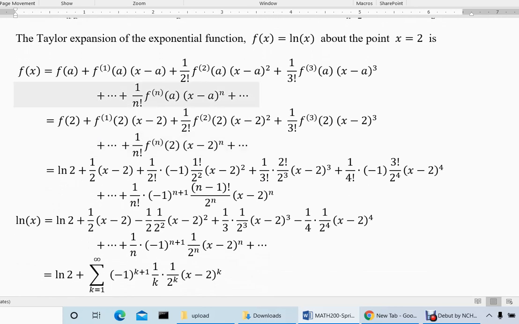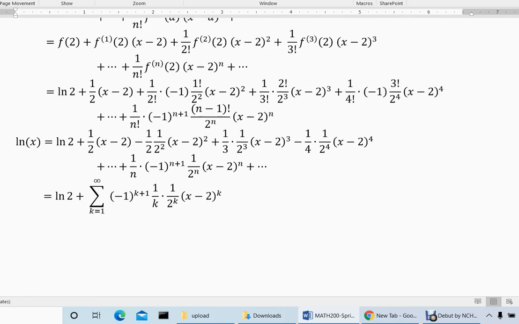Again do the substitution in the term. The first term is f of a, f of 2, which is ln 2. Then the next term is first derivative into x minus a. You will get the first derivative at 2, which is half into x minus 2. Then you have 1 by 2 factorial into minus 1 factorial by 2 square into x minus 2 whole square. Then the next term is 1 by 3 factorial into 2 factorial divided by 2 cube into x minus 2 whole cube. It goes on like that.